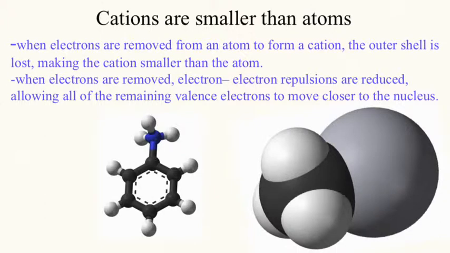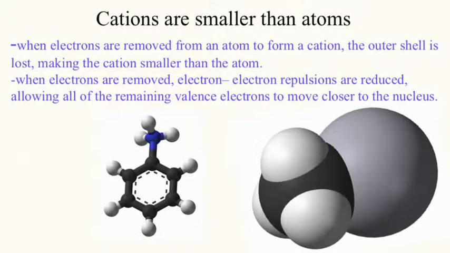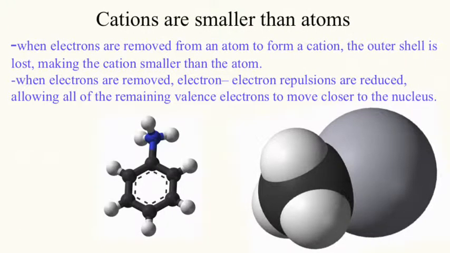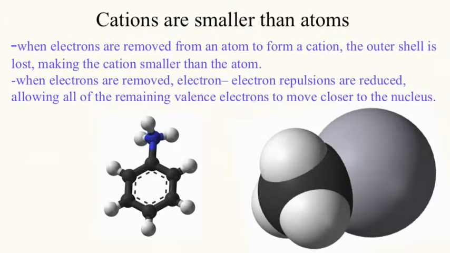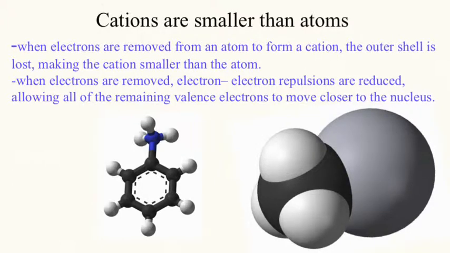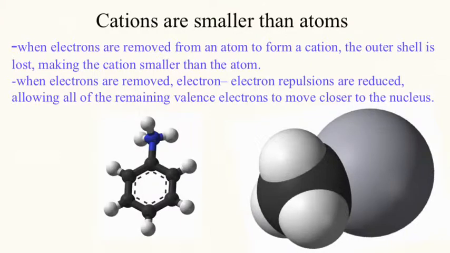Cations, or positively charged ions, are smaller than atoms. Generally, when electrons are removed from an atom to form a cation, the outer shell is lost, making the cation smaller than the atom. Also, when electrons are removed, the electron-to-electron repulsions are reduced, allowing all of the remaining valence electrons to move closer to the nucleus.